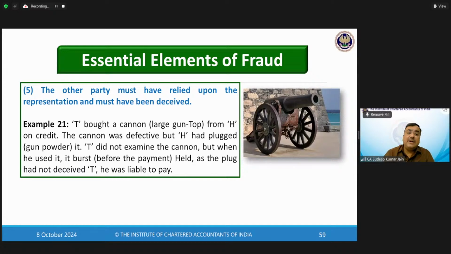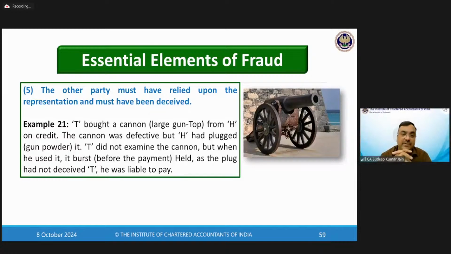The party must have relied upon the representation and must have been deceived. आप झूठ बोल रहे हैं और आपकी बात पे कोई यकीन नहीं कर रहा है, तो there is no fraud. यकीन भी कर लिया लेकिन धोखा नहीं हुआ, then it is not fraud again. You are making a false statement and no one is believing your statement. There is no fraud. Mr. X is believing your statement, but he is not deceived. Again, there is no fraud.